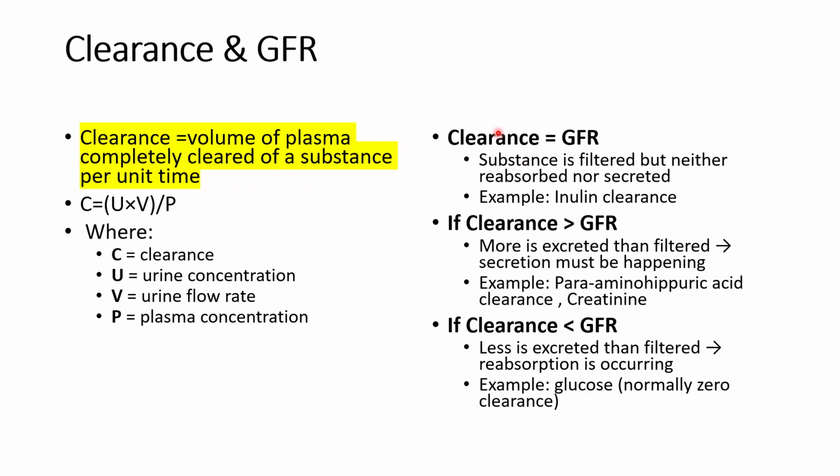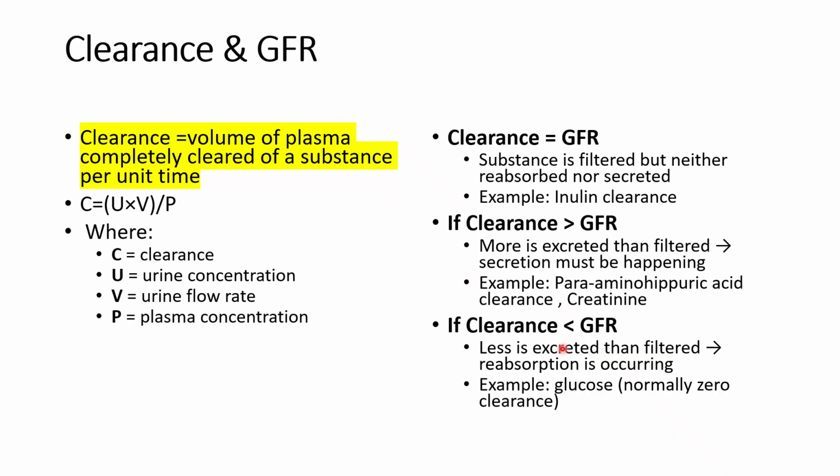A substance whose clearance is equal to GFR is a substance that is filtered but is neither reabsorbed nor secreted. The best example of such a substance is inulin. When something has clearance that is more than GFR, that thing must be filtered and also secreted inside the tubules. Examples are PAH, para-aminohippuric acid, and creatinine.